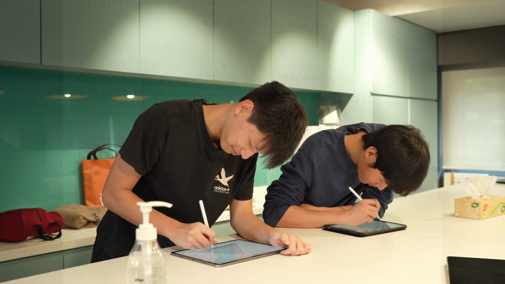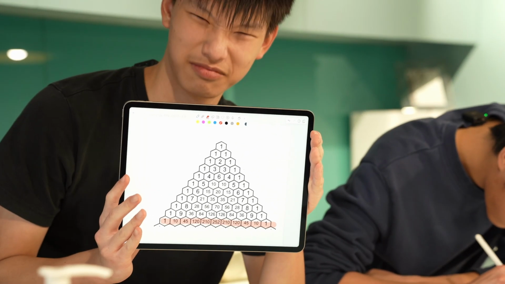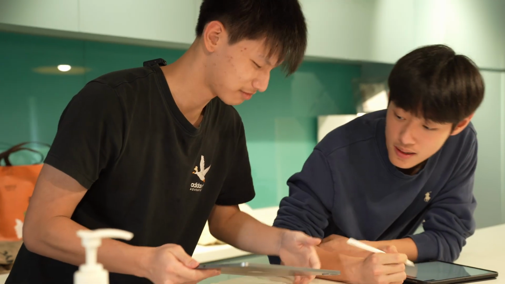Let's return to the real world. While he's wasting time expanding the whole thing, I quickly solved it by looking up a picture of my triangle. What?